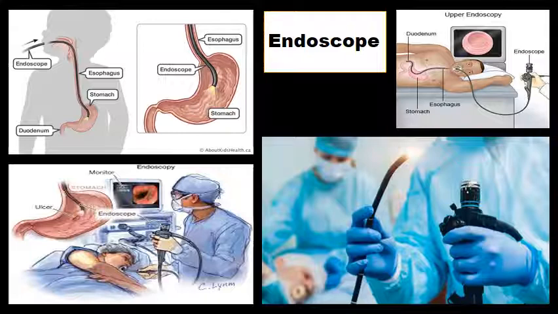The second image, if you go clockwise, talks about how the patient is positioned on his side when endoscopy is done, and the images can be seen on a monitor. The third is a close-up image and a real-life picture of a doctor holding an endoscope. You can see that the tip has a light which helps visualize areas. And the last one is another depiction of a doctor conducting endoscopy.